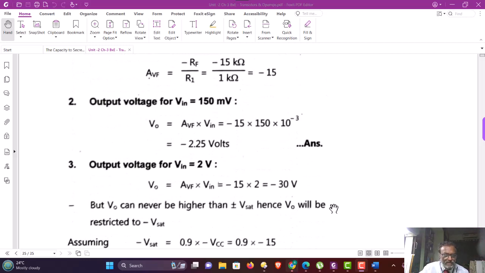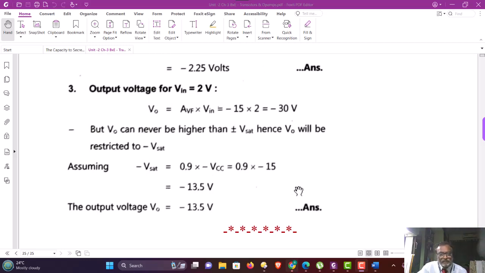Now when the input voltage is 2 volt, let us calculate the output voltage. Substituting the value of input voltage, AVF into Vin, that is minus 15 into 2, that is minus 30 volt. Again, we know that the maximum output voltage is limited to plus or minus the saturation voltage of the output, and that is limited by the power supply. Here the maximum supply given is 15 volt, and therefore the output voltage is stuck at minus 15 volt.